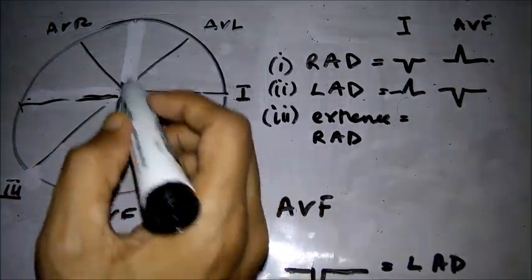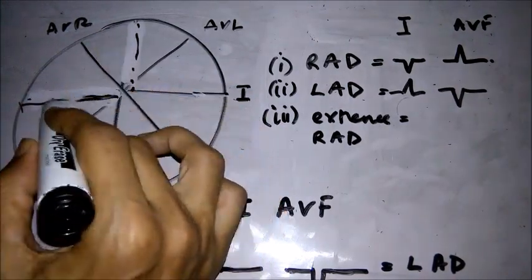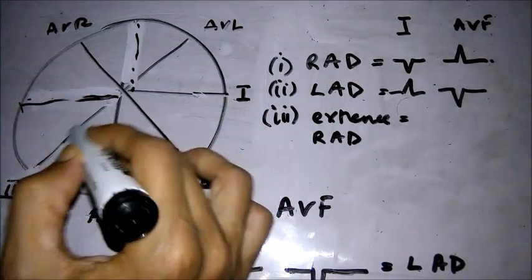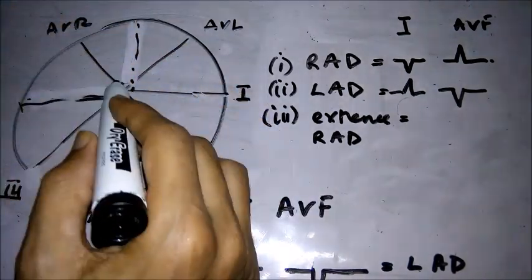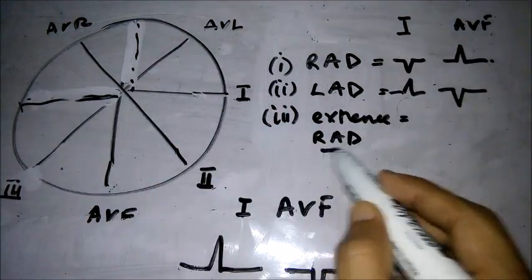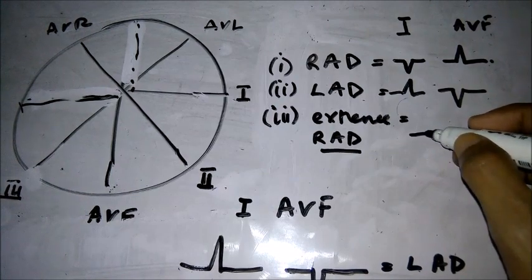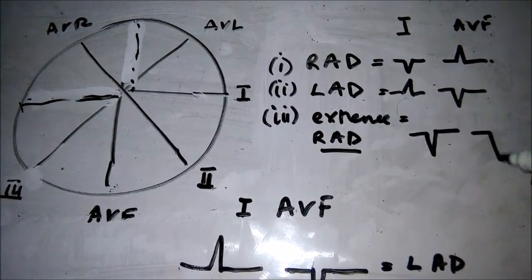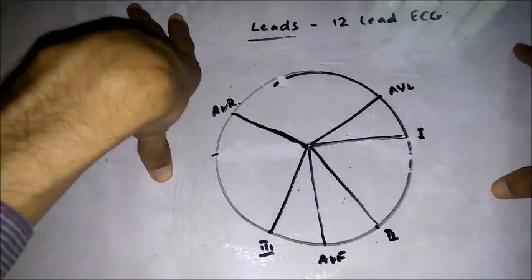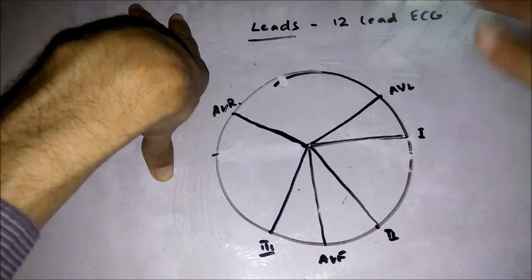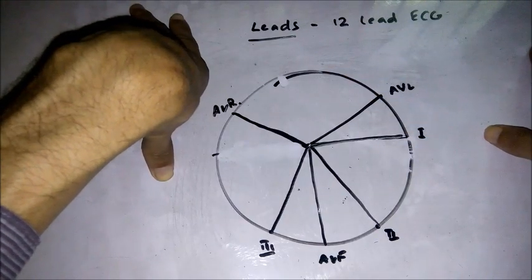Now in some instances, the electrical activity can be in this axis. This is the right axis deviation if the electrical activity is over here, and if the electrical activity is moving towards this direction, we call this the extreme right axis deviation. And in this instance, both lead 1 and AVF will be negative. At the basic level, it's just okay to know whether a person has a right axis deviation, a left axis deviation, or an extreme right axis deviation.